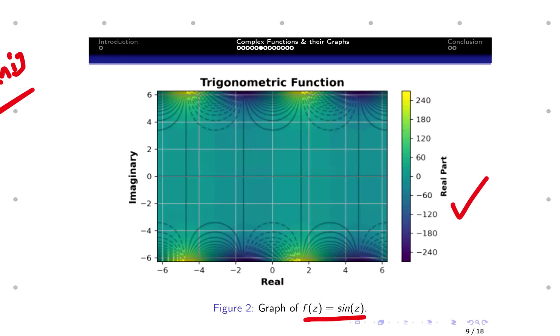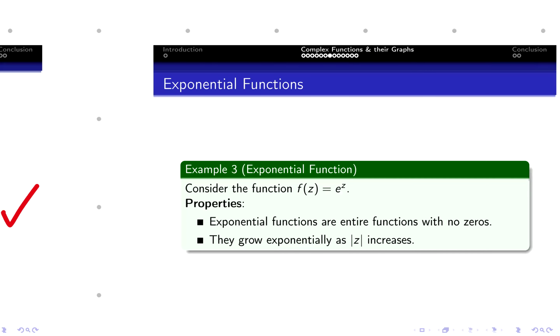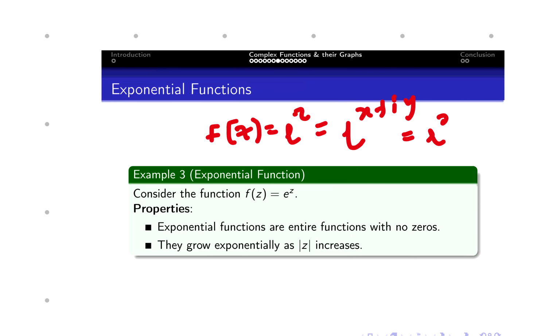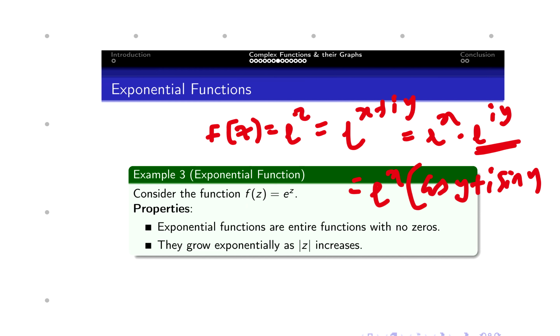And then we talk about exponential functions. In this case, we have f of z equals e raised to the power z. That's e raised to the power x plus iy, and that is equal to e raised to the power x times e raised to the power iy. Now, does this look familiar to you? This looks like the Euler formula, so you can write this as e raised to the power x times cos y plus i sine y. That's how you break this down. That is so cool. So that is what an exponential function looks like.